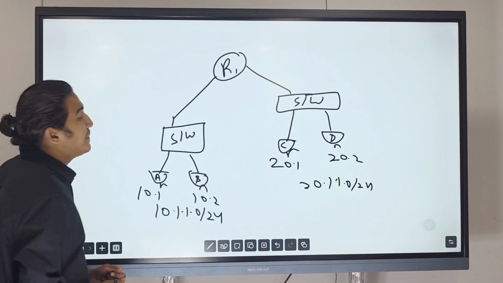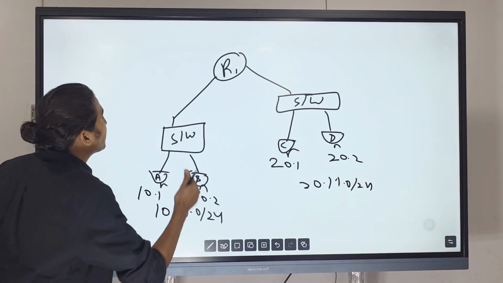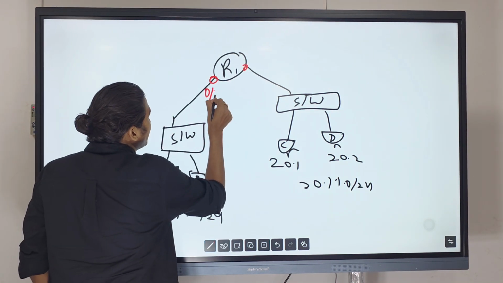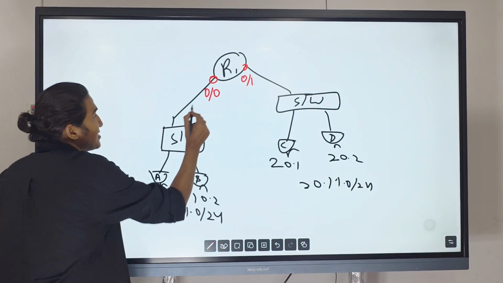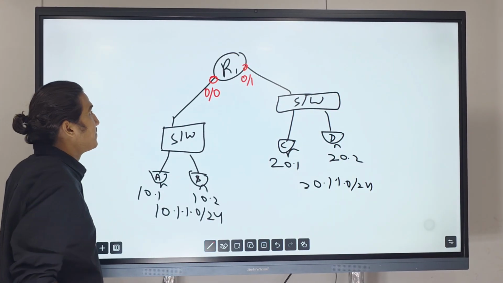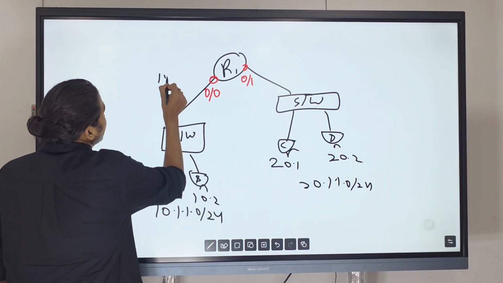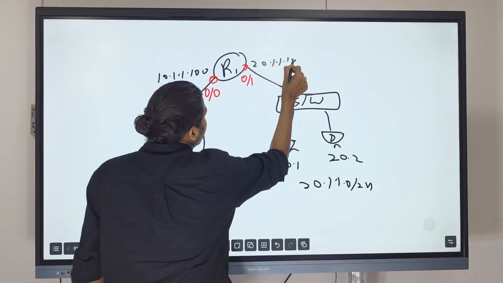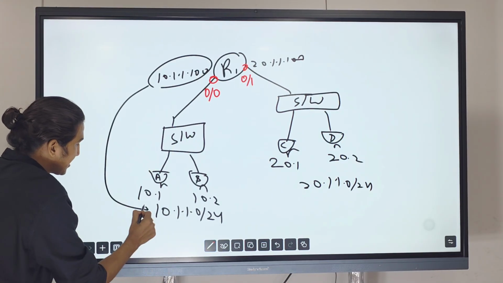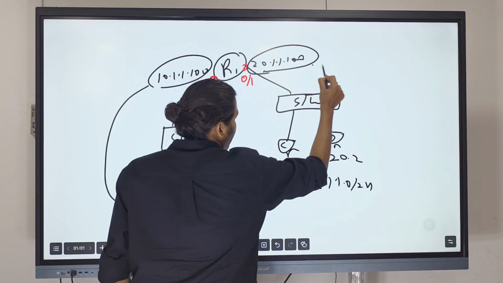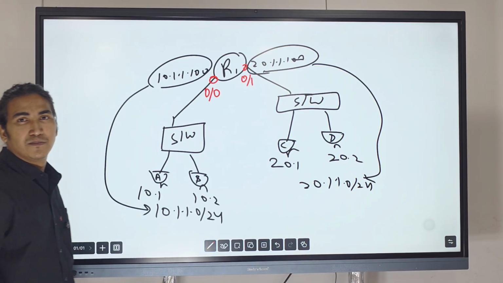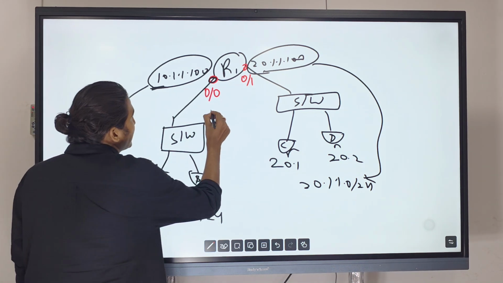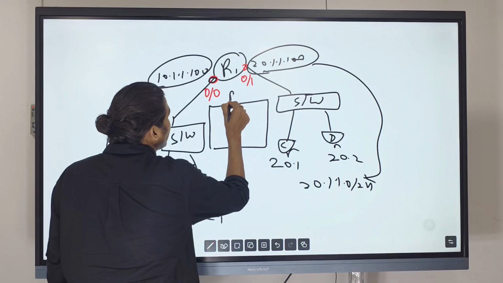Question: how will the router build the routing table? You have to configure one IP address on this interface and one IP address on this interface. Let's say this is the 0/0 interface and this is the 0/1 interface, FastEthernet 0/0 and FastEthernet 0/1. For example, here I have configured IP 10.1.1.100, and here I have configured IP 20.1.1.100. This IP address belongs to this subnet, and this IP address belongs to this subnet. Once we configure this IP address on F0/0 of router 1, it is going to make one entry in its routing table.